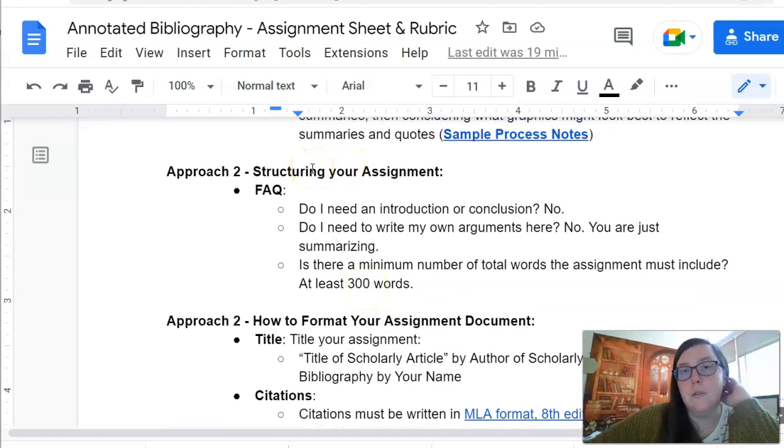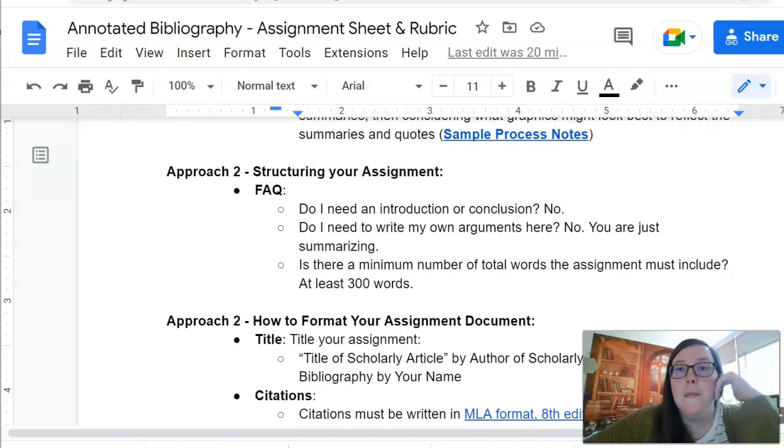As far as those of you taking approach 2, if you do want to go the graphic bibliography route, some questions. Do you need an introduction or a conclusion to your graphic? No, you certainly do not. Do you need to write your own arguments? No. This is really just what is the author saying? How can I represent it through my own summaries, through the quotes of the author, and through visuals that I've included in my graphic?